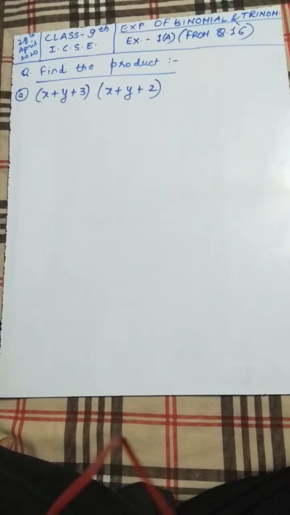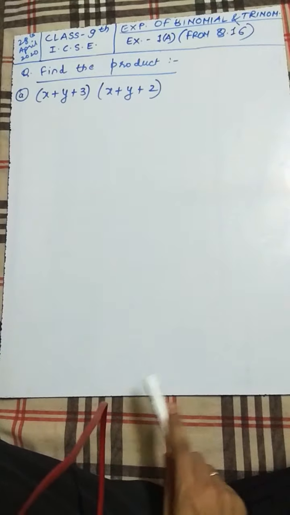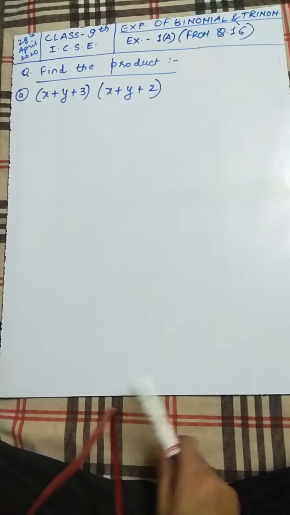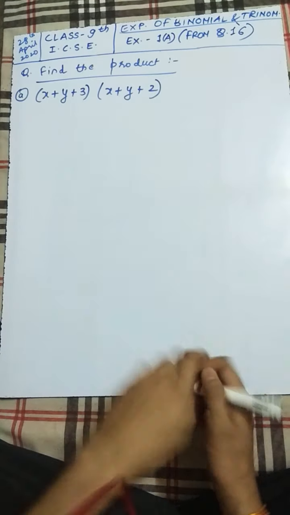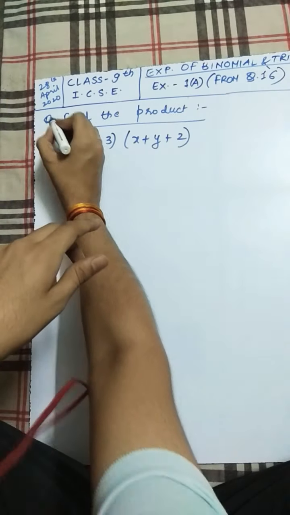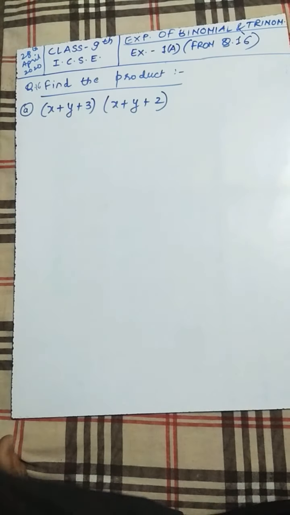Dear 9th standard students, in the previous video we saw the solution of the exercise of the chapter expansion of binomial and trinomial. Until the 15th question we have done in part 1. Now this is part 2. From the 16th question we are going to solve. So this is the 16th question, the first question, part A.